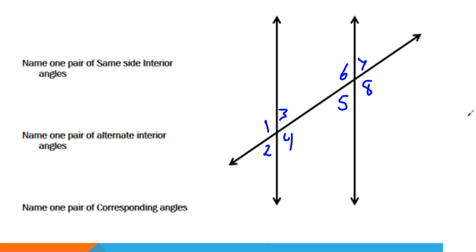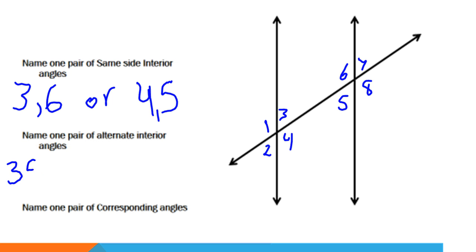Okay, and here's the answers. So if you haven't paused the video yet, pause now. All right, so for same side interior, there's a couple different pairs that would have worked. We could have had 3 and 6, or we could have had 4 and 5. Either of those would have been good. For alternate interior angles, 3 and 5, or 4 and 6.